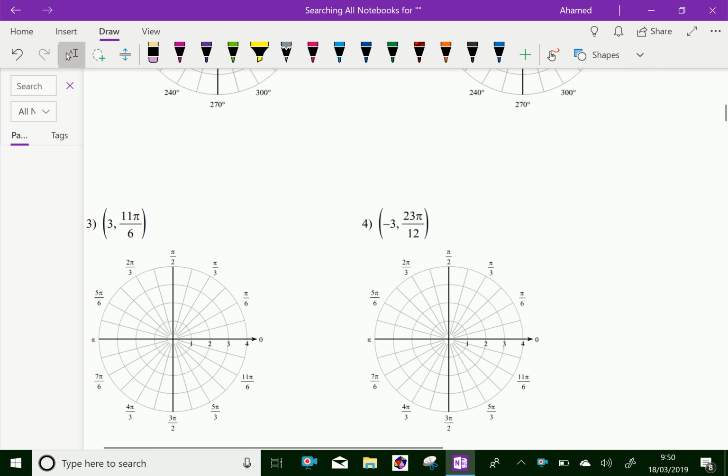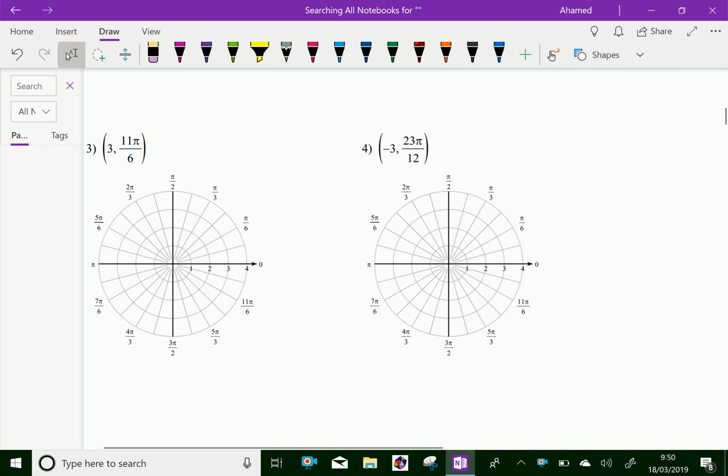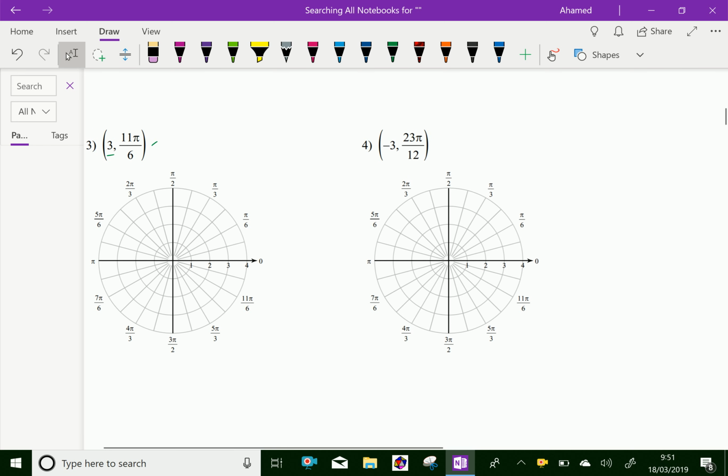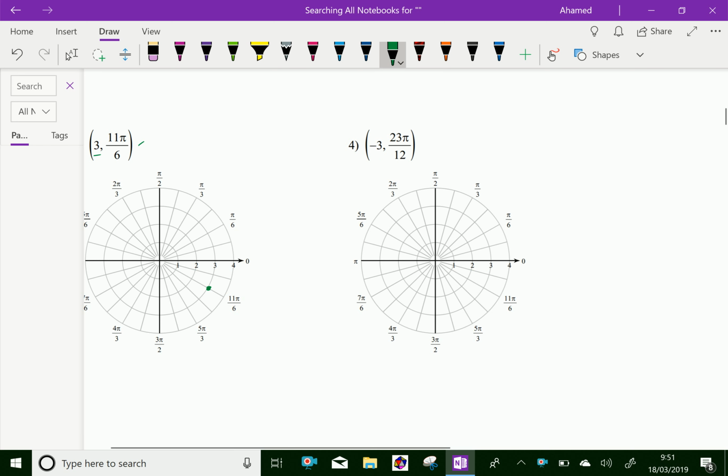Next, 3 comma 11 pi by 6. Here the angles are in radians. Look at this graph of polar coordinates. This axis is 3 and 11 pi by 6 is here. This is the point of that coordinate. And here, minus 3 comma 23 pi over 12.